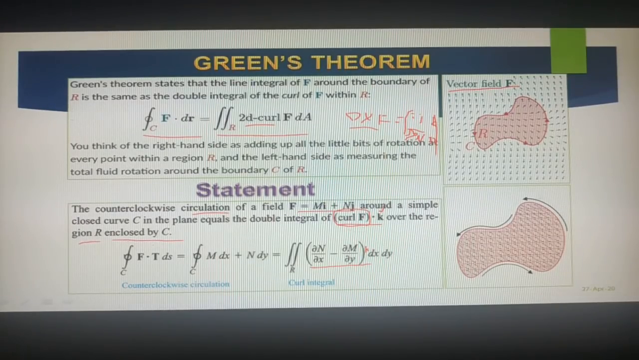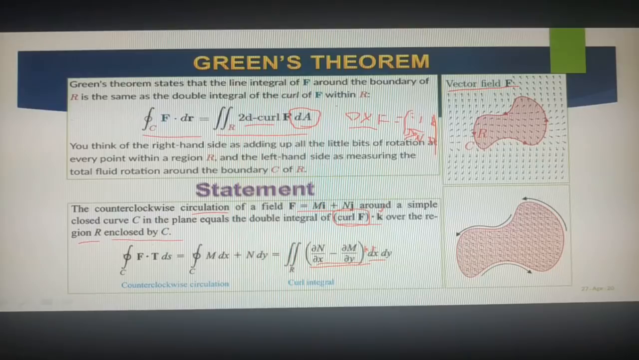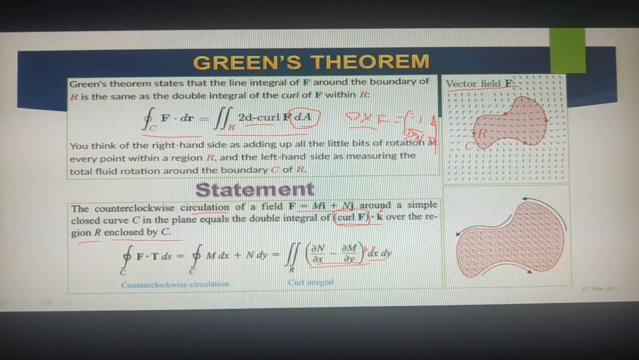So curl f is dou n by dou x minus dou m by dou y, k, dot this k, and k dot k value is 1. So we get the term dou n by dou x minus dou m by dou y, into dA, which is nothing but the change in each tiny small region, that is dx dy. dA, you know, the change in area on the xy plane, is dx dy. I hope you understood how you got this.